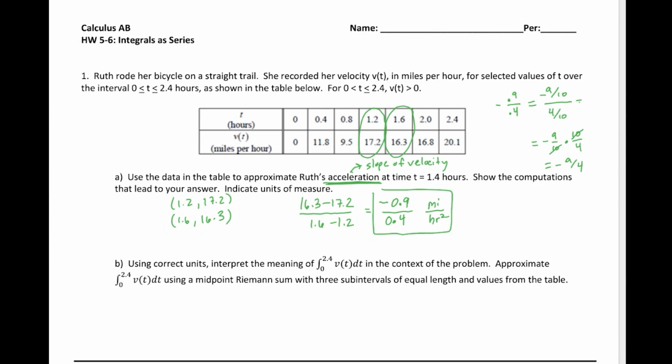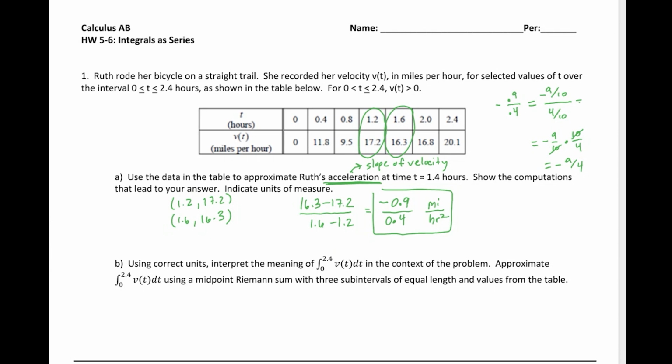Part B says using correct units, interpret the meaning of the integral from 0 to 2.4, so that's going to be that whole table there, in the context of the problem. Well, we talked a few days ago about getting a clue as far as what the units would be, and then that can help inform our interpretation. When we find the area under the curve, generally we're thinking base times height.